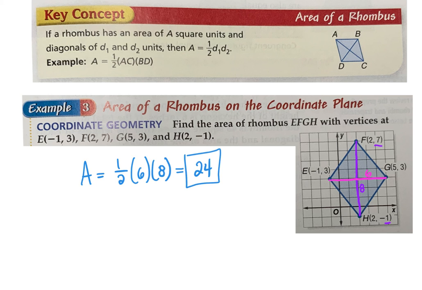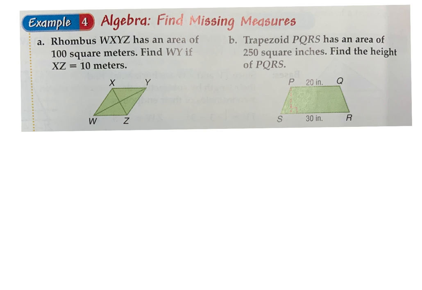And so there are going to be times when using the diagonal is easier based on the information that they've given you. And, of course, now that you know the formulas, you can back into other information based on what they've given you. This rhombus has an area of 100 square meters. Find WY if XZ is 10 meters.